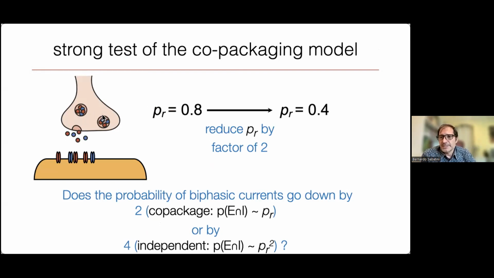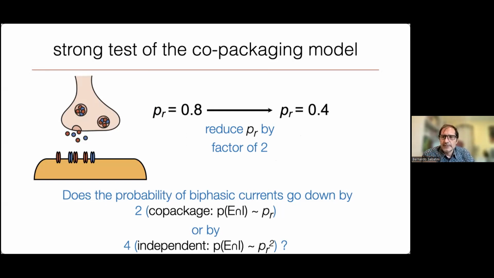There are many other presynaptic modulators that will also reduce the probability of release. For example, at these synapses, serotonin is a very good presynaptic modulator that reduces the probability of release. So we reasoned that if we reduce the probability of release, for example from 80% to 40%, by a factor of 2, then the two models should show something very different. If the synapses co-package GABA and glutamate, and we reduce the probability of release by half, then the probability of seeing these biphasic currents should also go down by a factor of half, because there's only one event that's being regulated.